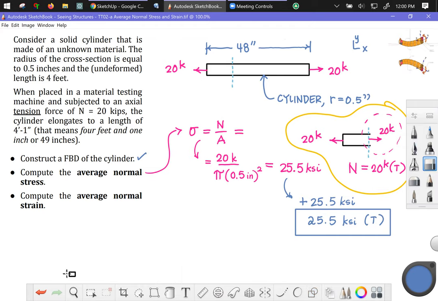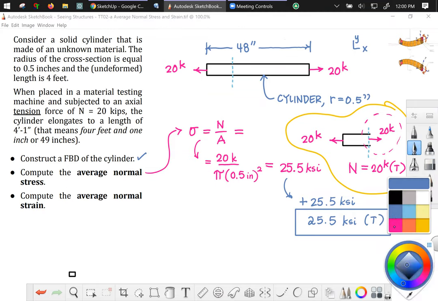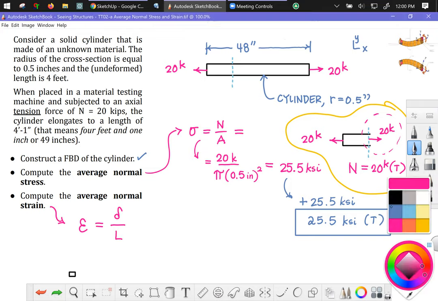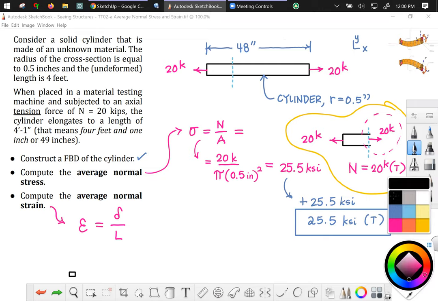Okay, that is it for the first part of this problem. Let's go to that last bullet. That last bullet asks us to compute the average normal strain. Okay, so we know that we define our strain epsilon. That is the ratio of axial deformation delta to undeformed length L.